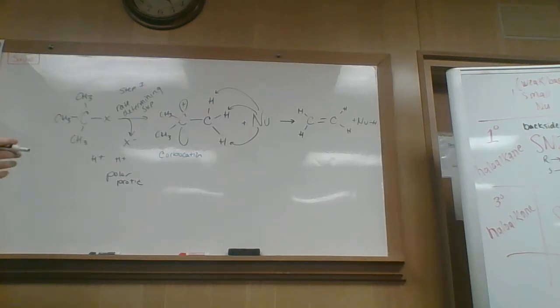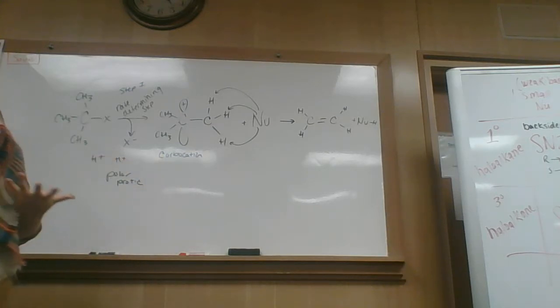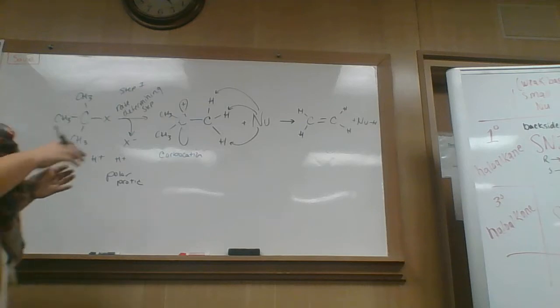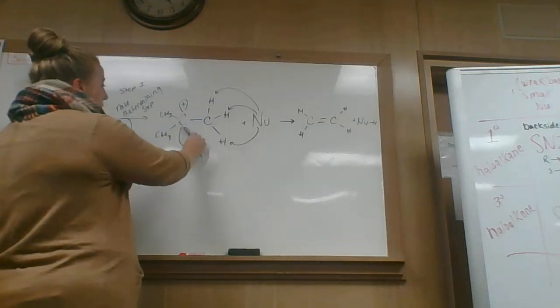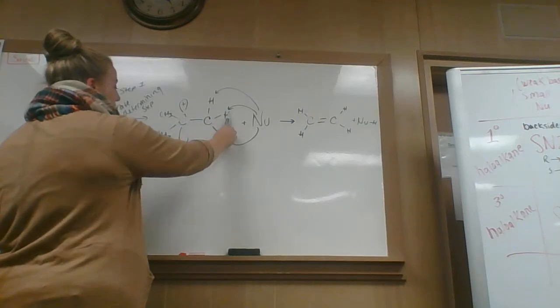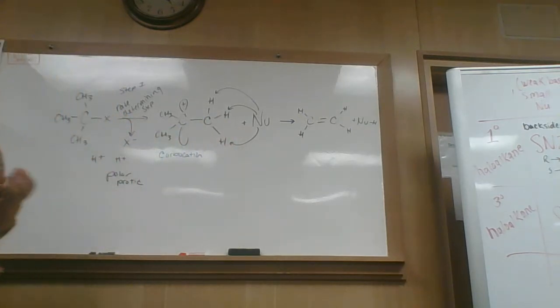So step one is still the rate determining step. The halogen falls off, creating our carbocation. That has not changed. The first thing that really has changed is the size of the nucleophile and where it's attacking. Just like when we were talking about E2, we're no longer worried about attacking the center carbon. We're now attacking the peripheral hydrogens, and we have three different options in this case.